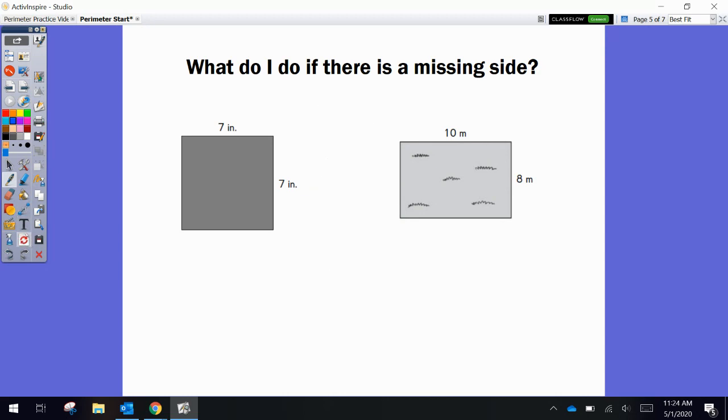Now, let's look at this other one. What do we know about rectangles? Well, we know rectangles have opposite sides equal. So if this side is 10 meters, then this side is 10 meters. And if this is 8, this is 8. Put them together, 10 plus 10 is 20. 8 plus 8 is 16. Add it up, and we would say the perimeter equals 36 meters. So it's always just adding. Sometimes we can use multiplication to make it a little faster.